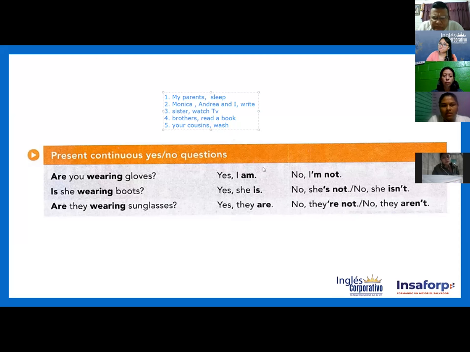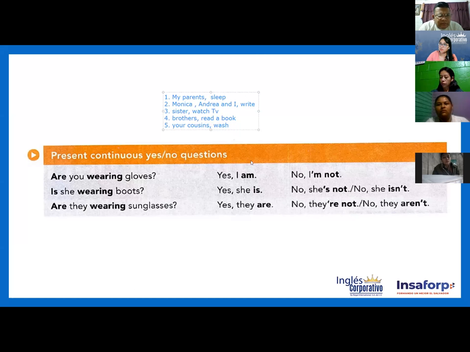No sé, en Mónica y Andrea, is Mónica and Andrea, is Mónica and Andrea writing? Yo veo más de dos, yo veo tres sujetos ahí. Are, right. Mónica and Andrea writing. Pero ese sujeto lo podemos hacer más pequeño, right? Podemos hacerlo más pequeño. ¿Qué podemos utilizar? What can we use? ¿Qué sujeto podemos utilizar? El we, right? We. Nosotros. Yes, porque estoy involucrándome, right?